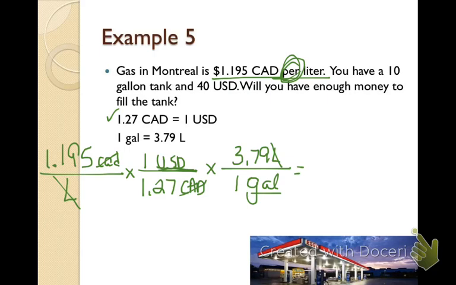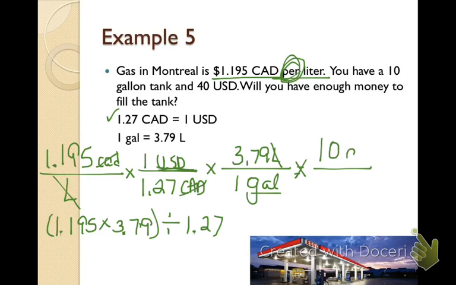So let's calculate this out. In parentheses, in your calculator, 1.195 times 3.79 divided by 1.27. All right, so I want you in class to tell me if you will have enough money to fill your 10-gallon. Oh, actually, we need to figure out, we have a 10-gallon tank, right? We're not done yet. We want to know if we have enough money. So we have a 10-gallon tank. I can put my 10 gallons up here to cancel out that.